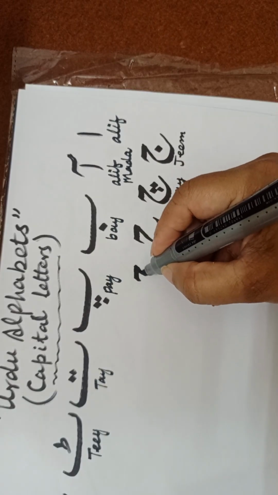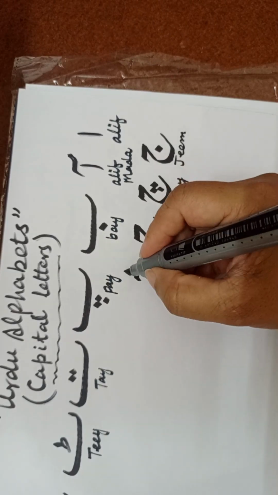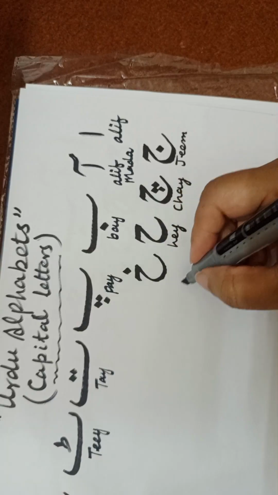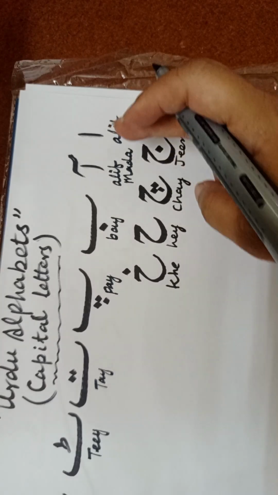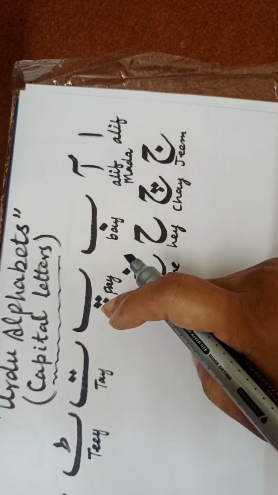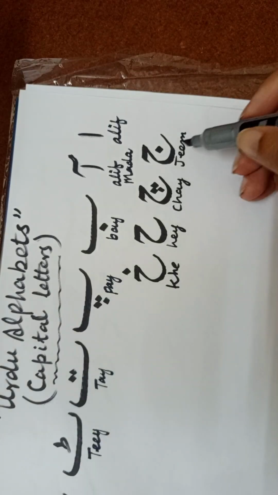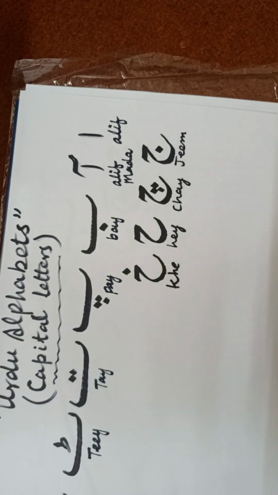After this, Khe is coming. Look at the shape, same. Place one dot up. This is Khe. Yes, Khe. All right. Again, I'm repeating. Alif, Alif mad A, Be, Pe, Te, Se, Jim, Che, Hey, Khe.